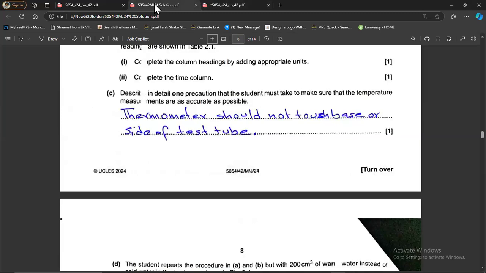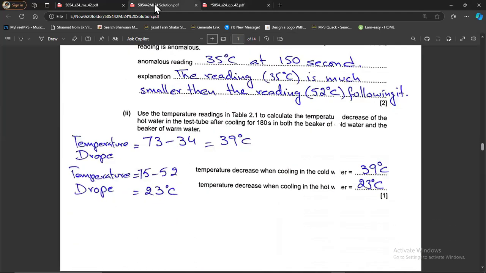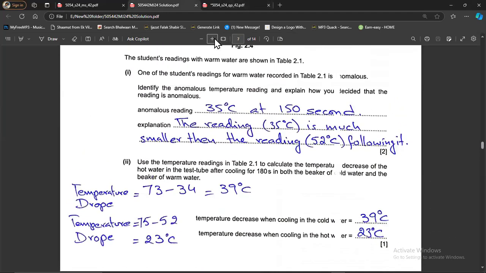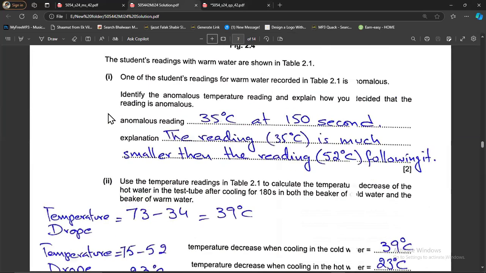Let me read you my answer. 35 degrees centigrade at 150 seconds. That is the anomalous reading. Anomalous is that reading which is wrong, which is not correct. The reading 35 degrees centigrade is much smaller than the reading of 52 degrees centigrade following it. You see the temperature of the water is dropping. So if the temperature has reached 35, then it cannot go to 52, because the water is cooling. So that's why this 35 reading is wrong.